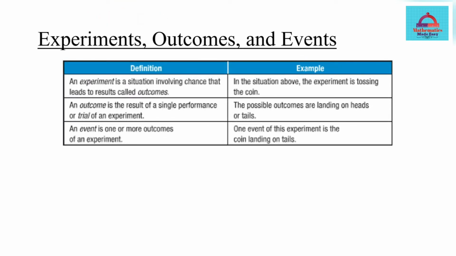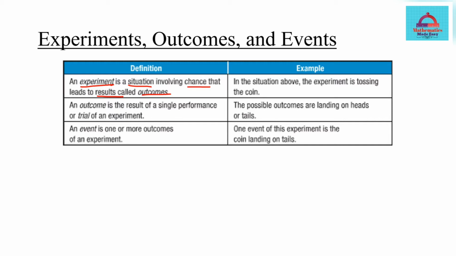So let's recall what is a sample space, and we have some vocabulary words, some new words which will be used throughout the lesson. So let's understand them one by one. The first word is experiment. An experiment is a situation involving chance that leads to results called outcomes. You know probability is a topic which deals with uncertainty. It is based on chance. So in that scenario, an experiment would be representing that situation where there is a chance that will lead to some results called outcomes.